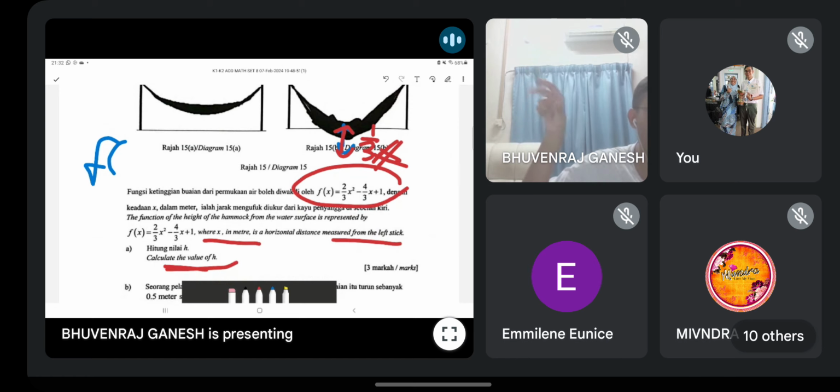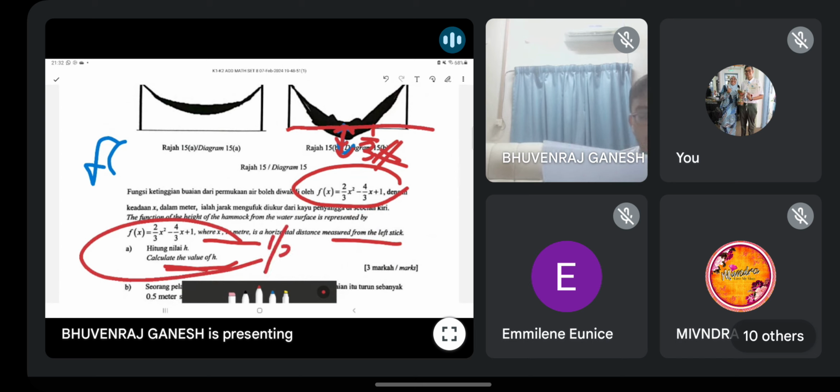Ketinggian apa benda tu, buaian dari permukaan air. The height of the swing from the surface of the water. In other words, your minimum point lah. Okay, dari paksi X ke titik minimum. This is what they want to find here. Okay, that's why answer is 1/3 meter.